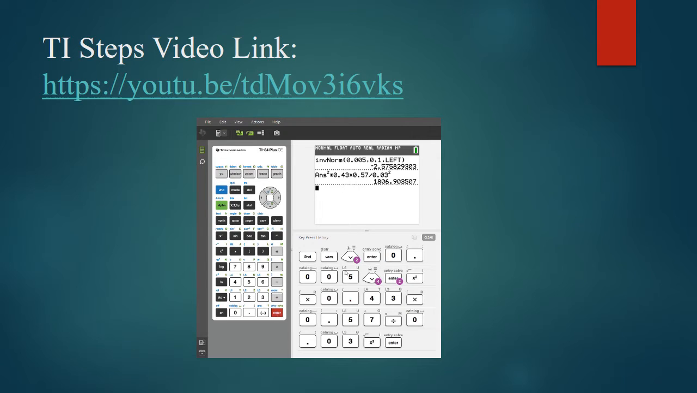Now we always round up. So we have 1806. It doesn't matter what comes after the decimal point. This will always round up to 1807. It will always round up. If you don't have a big enough sample size, if you round down, you won't meet your margin of error, or you won't have your right confidence interval.